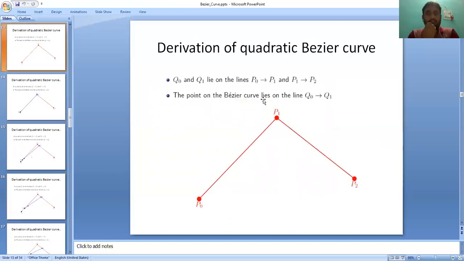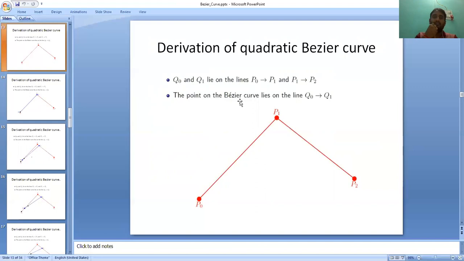Deriving the quadratic Bezier curve. How to derive it? Let's suppose there are 3 control points P0, P1 and P2. As we have studied the property of the Bezier curve, with the help of the 3 control points, we can draw the quadratic Bezier curve. Now let's suppose Q0 is a point that lies on P0, P1. On this line P0, P1, the Q0 is lying, and on this line P1, P2, Q1 is lying. So Q0 and Q1 are 2 points that lie on P0, P1 and P1, P2 respectively.